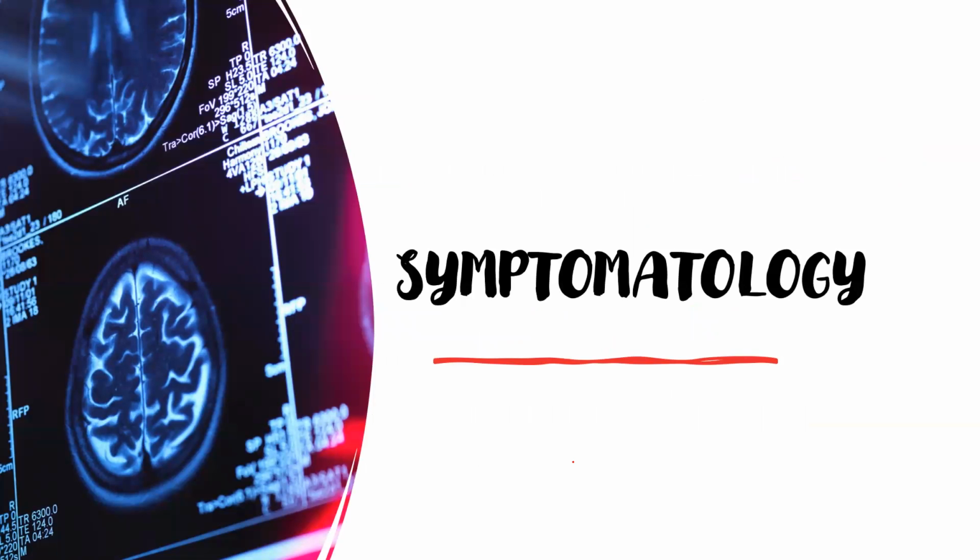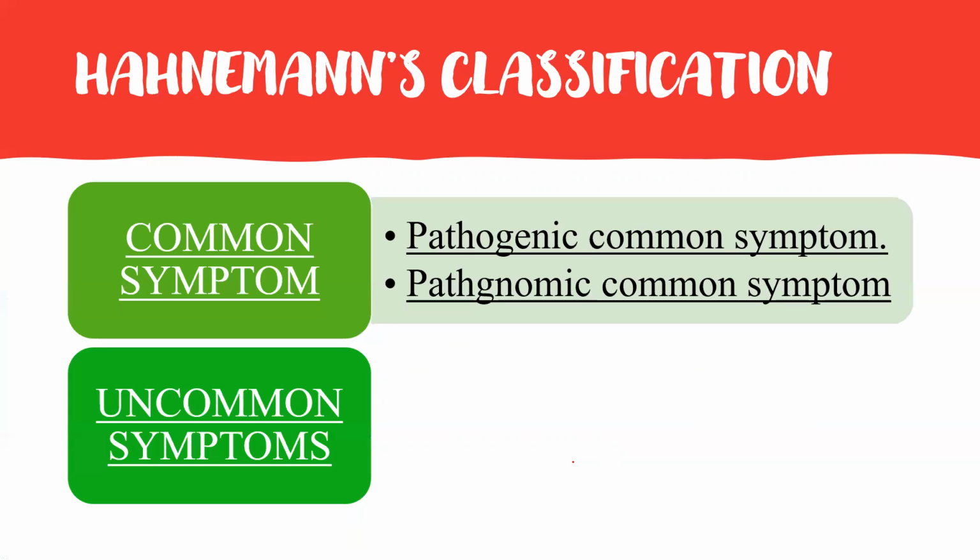One, we'll go to the symptomatology. Now, talking about symptomatology, we have many, right? The first one we will be dealing with here is Hahnemannian case taking. Remember, Hahnemannian case taking. Hahnemann has told about common symptoms and uncommon symptoms. Hahnemann has classified the symptoms as common and uncommon symptoms. Talking about common symptoms, he has divided them into pathogenic and pathonomic.